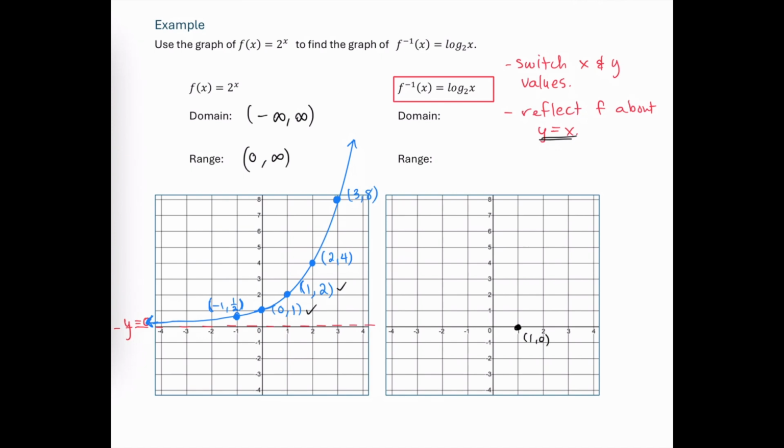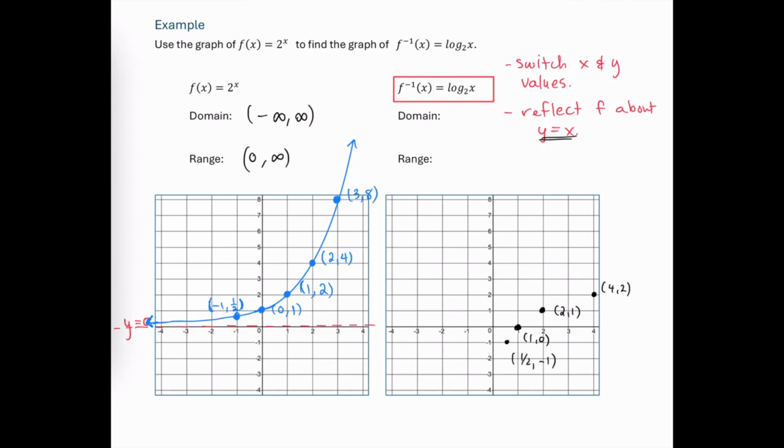The ordered pair (1, 2) is reflected over the line y is equal to x to become (2, 1). The ordered pair (2, 4) is reflected about the line y is equal to x to become (4, 2). And (3, 8) becomes (8, 3), but that's off our graph, so we'll leave that one off. (-1, 1/2) is reflected about the line y is equal to x to become (1/2, -1).